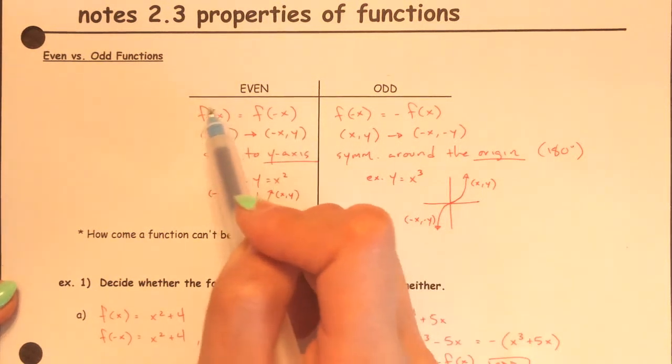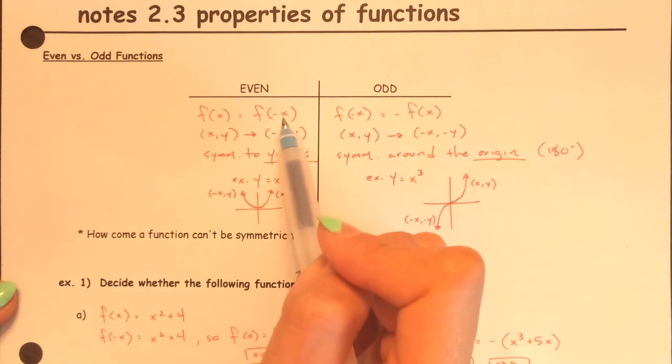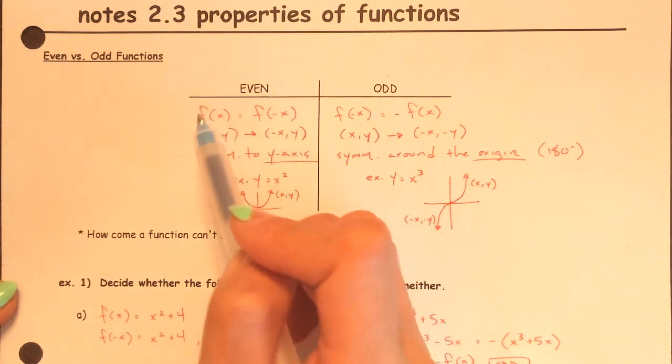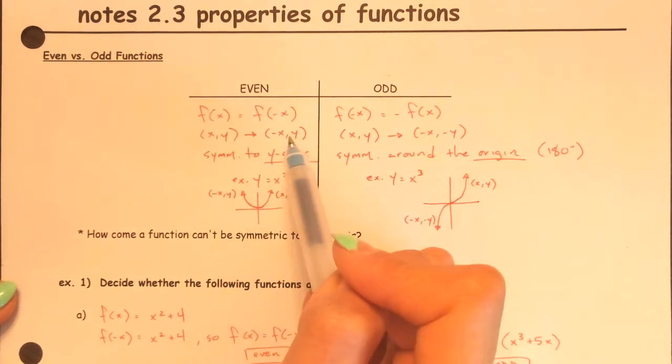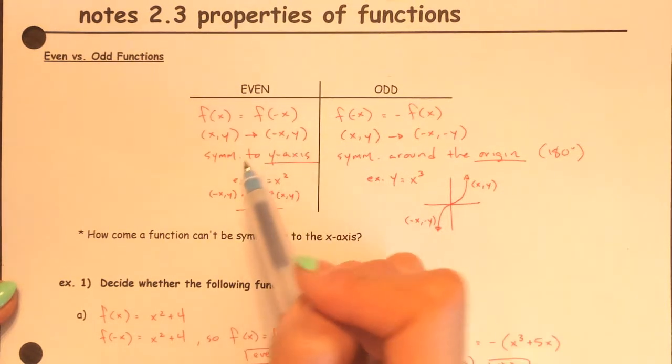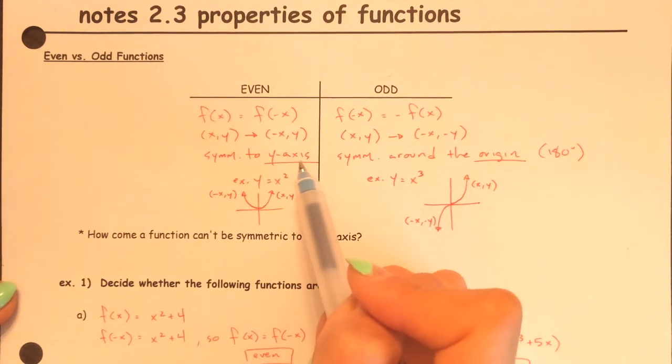And then we're also saying that if you plug in a negative x, it gives you the same y value. So this means the same thing. We've talked about this before. We know it's symmetric to the y-axis.